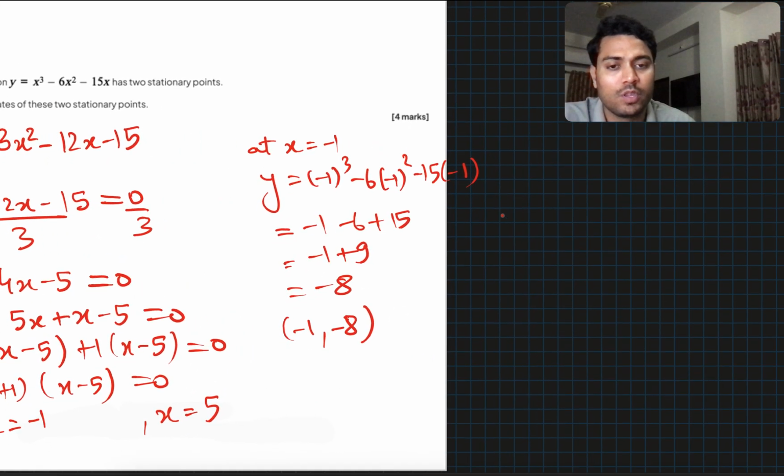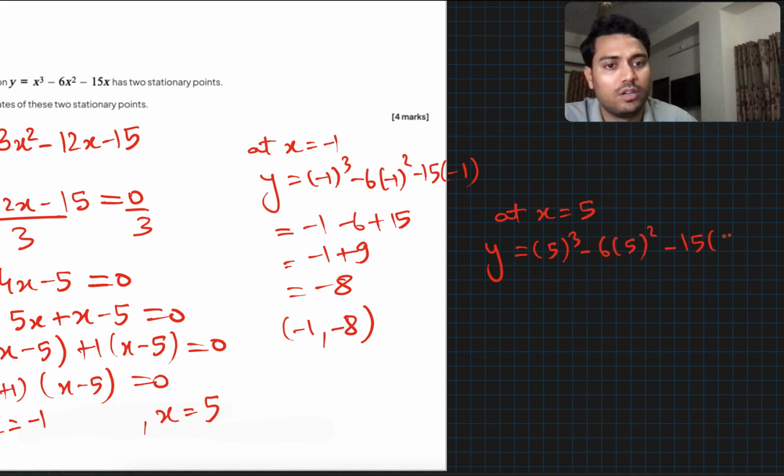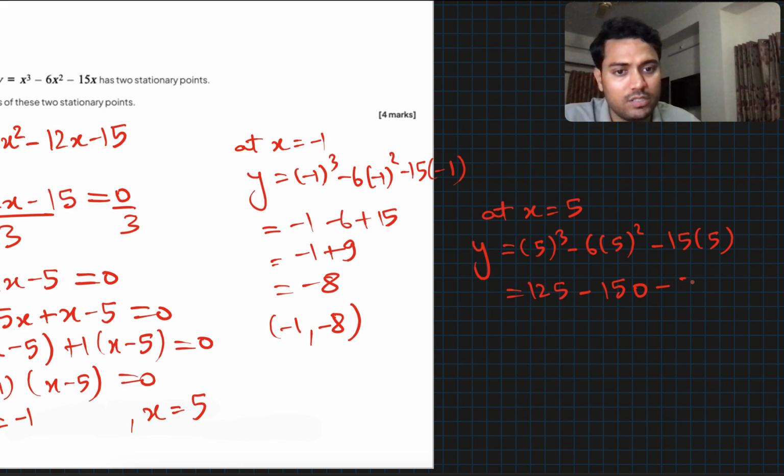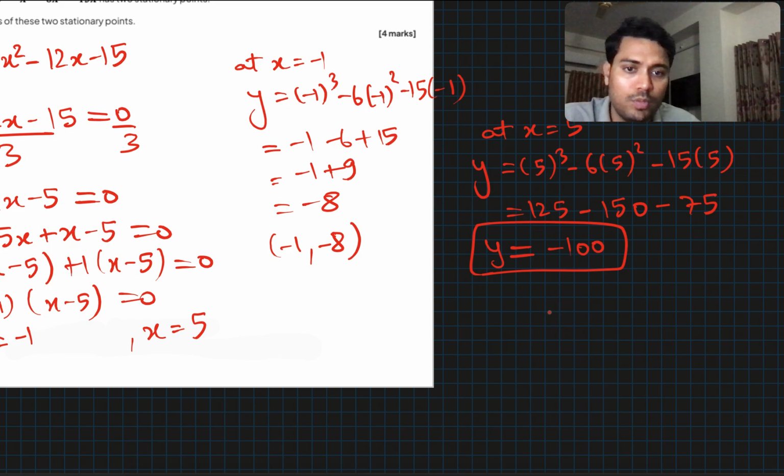The other coordinate we have to figure out at x equals 5. So at x equals 5, y will be 5 cubed minus 6 times 5 squared minus 15 times 5. So 5 cubed is 125, minus 6 times 5 squared, 25 times 6 is 150, minus 15 times 5, which is 75. So this is going to be minus 25 minus 75, minus 100. So y will be minus 100. So the other coordinate is 5 comma negative 100.